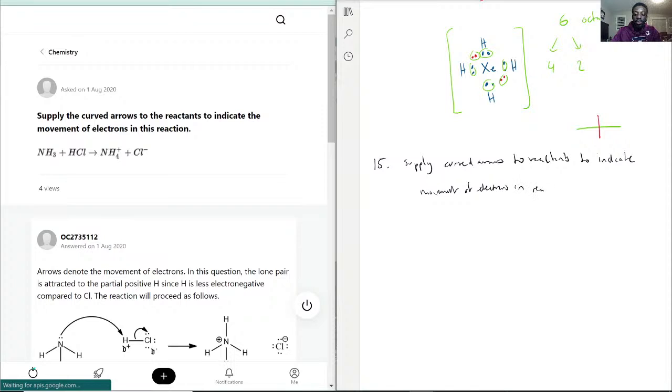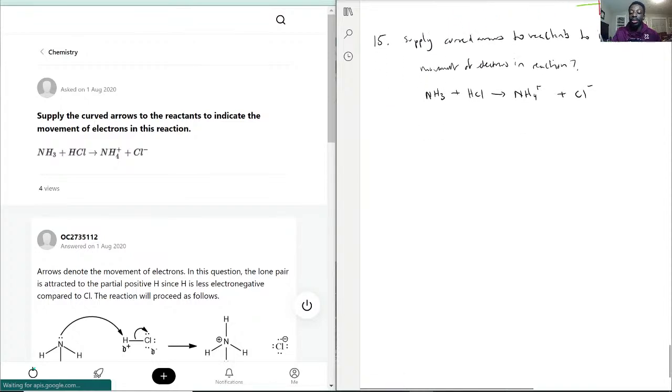in reaction. Okay, so with that being said, we have this formula here, NH3 plus HCl turns into NH4 plus Cl minus. So first we just have to do a quick glance at this balanced equation, which it is, and then what we need to do actually is draw out the molecules for each to kind of see what's going on here.